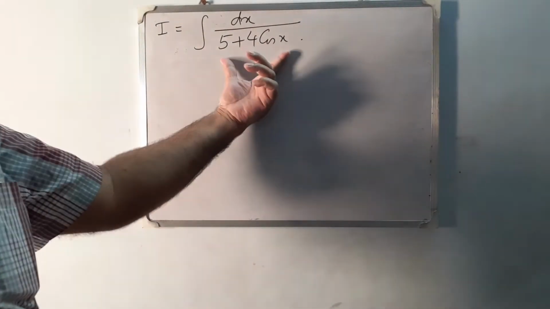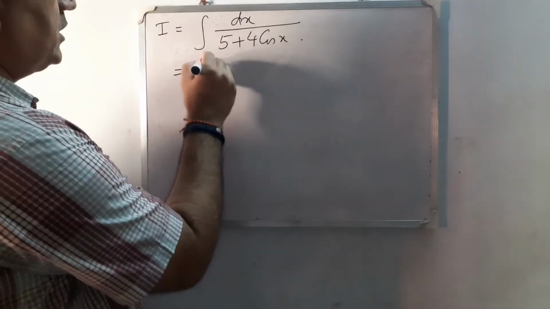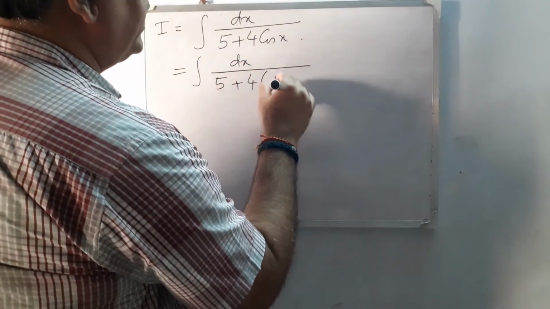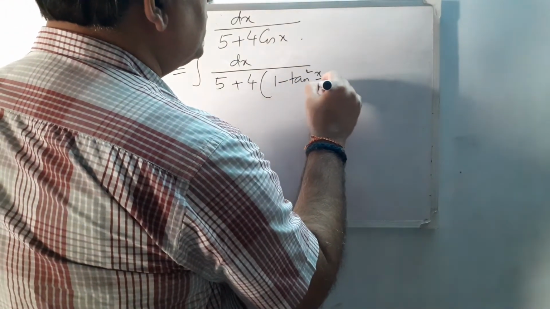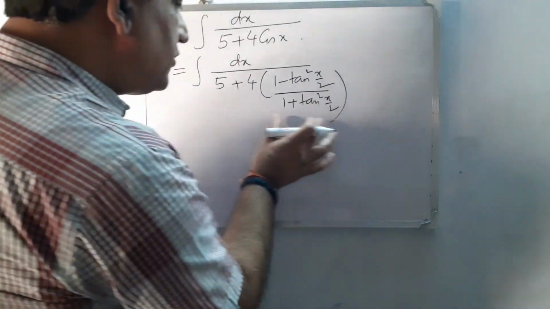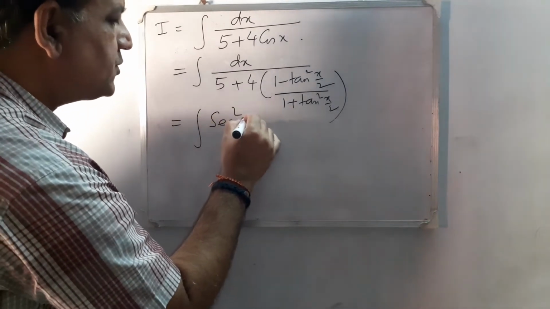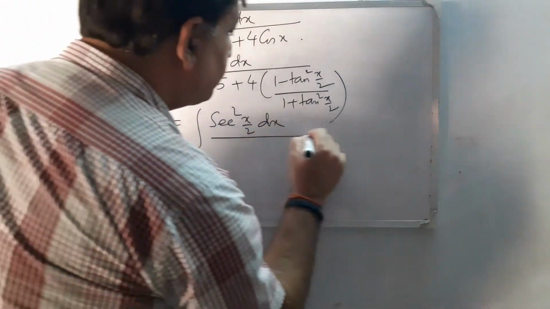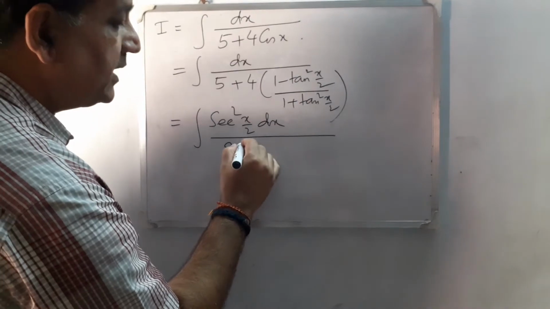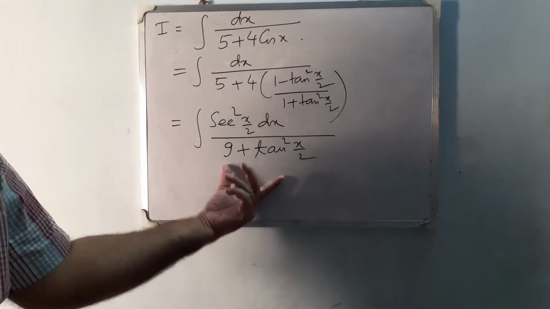Now, to integrate this type of integrals, we reduce this cos x in terms of tan. So what happens? This is equal to integral dx by 5 plus 4 times (1 minus tan square x by 2) by (1 plus tan square x by 2). So this thing you will get. Now if you take the LCM and invert it, you will get integral sec square x by 2 dx by, here you will get 5 plus 5 tan square plus 4, that is 9, plus tan square x by 2. You can get this result after simplification.